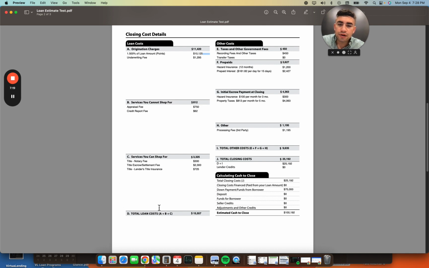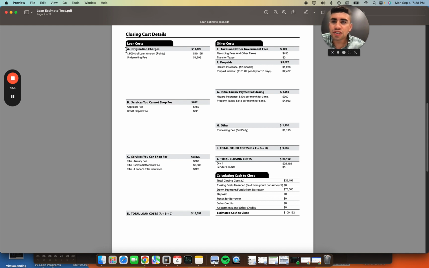At the bottom here, you will have section D as in delta, and that will be the total, it will be the sum of all these fees here in section A as in alpha through C as in Charlie, okay? On the other hand, you will have your other cost column, and this will be section E, F, G, H. It will be totaled here in section I. So that's how it's broken down, and once you're able to look at it through that lens, I feel that it makes a lot more sense. But let's go into it, okay? So let's break it down.